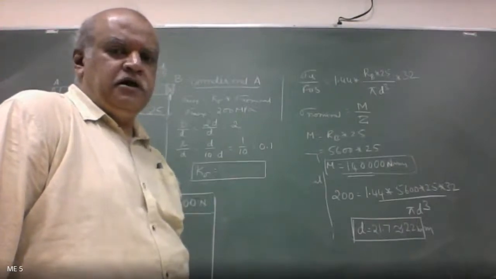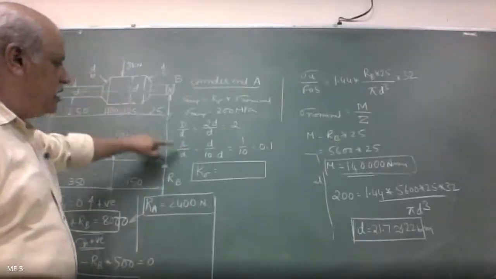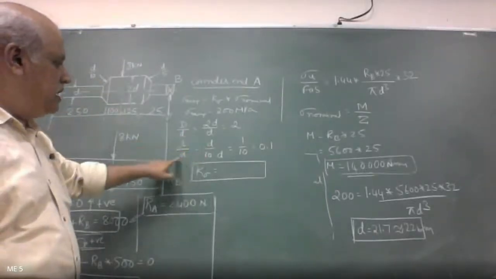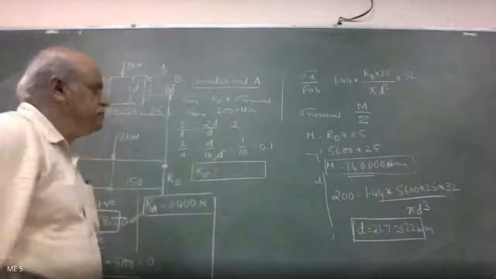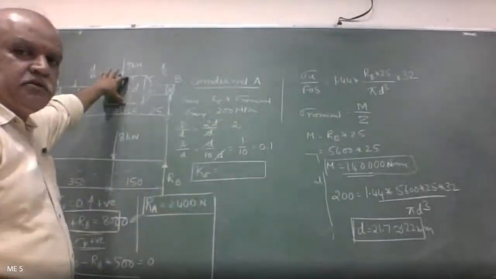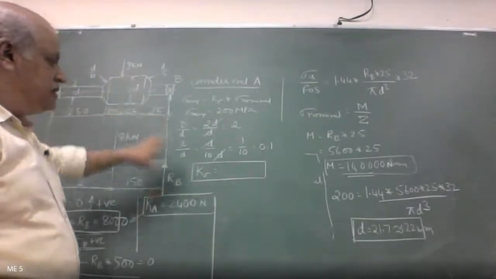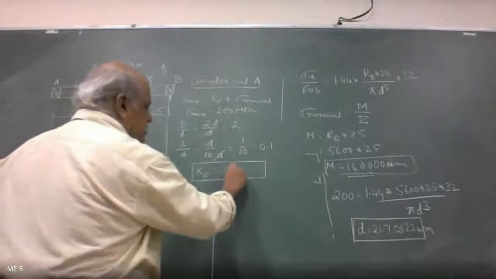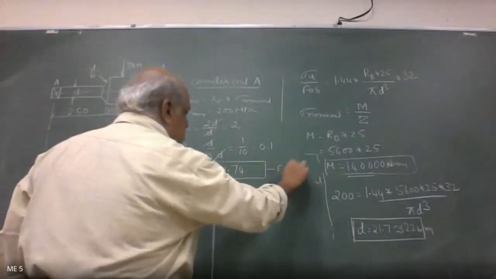Dineshwar, so for r by d, how did you take? I didn't understand. r is given as d by 10, no? And in the denominator I have d. Small d and d get cancelled. And here also D by d gets cancelled because capital D is 2d, given in the problem. Okay, sir. So K sigma is how much? 1.74 from figure 2.25.